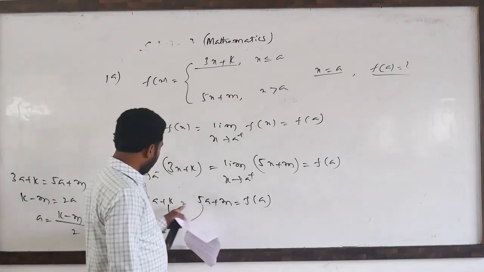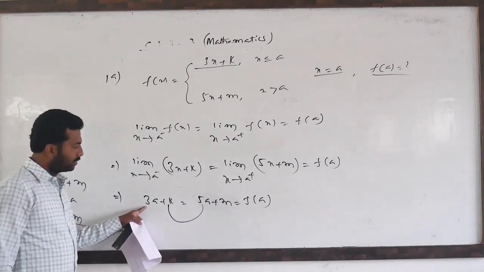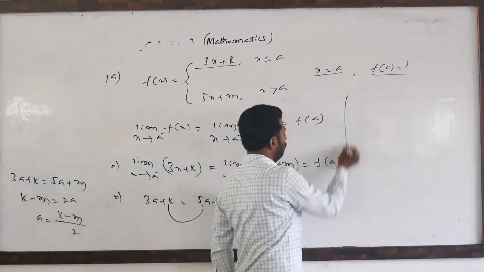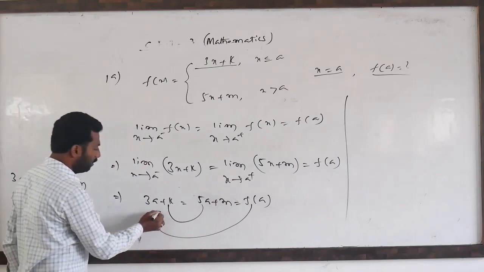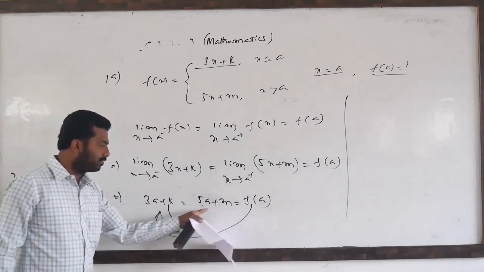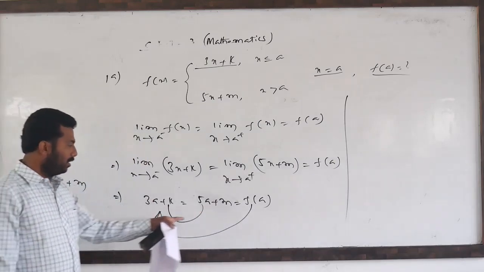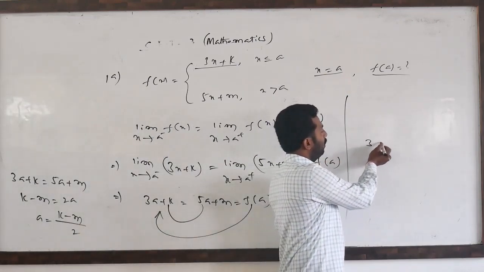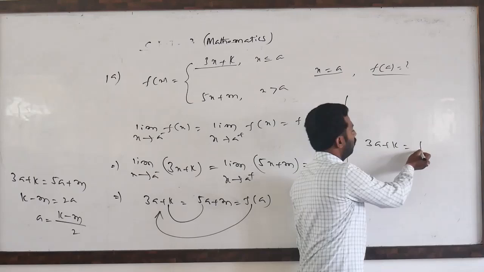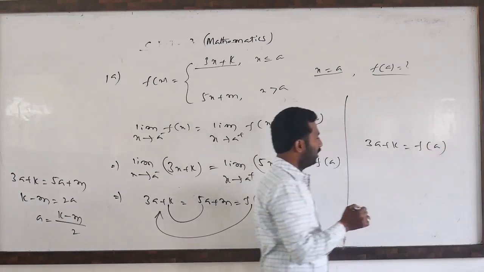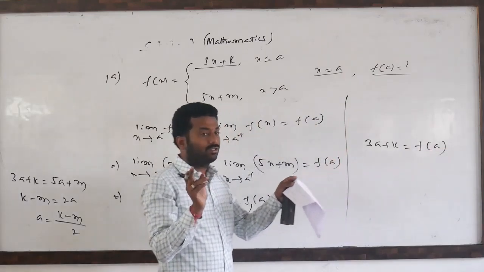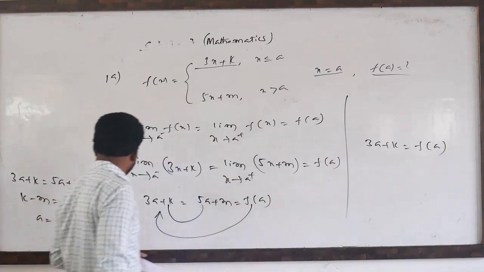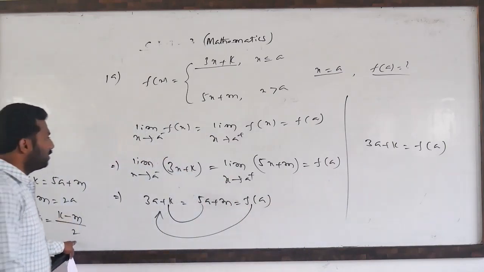Suppose f of a, if I take this one, f of a equal to these two. Whether you take this one or this one, the answer will come. So 3a plus k equal to f of a, because in the four options there is no a value, so we are eliminating a. a equal to (k minus m) by 2.